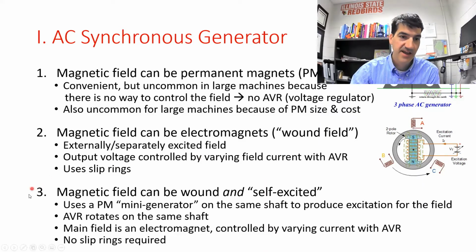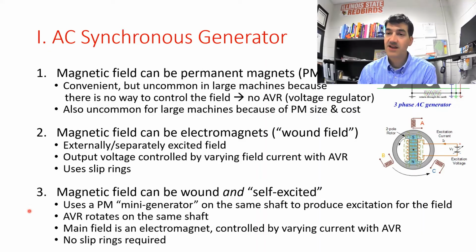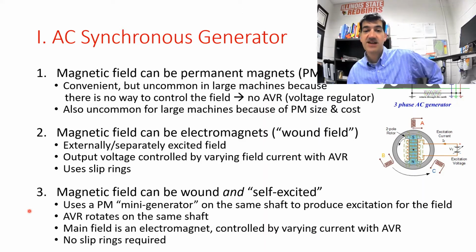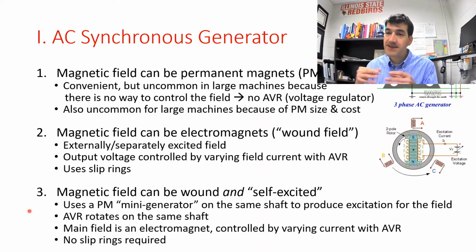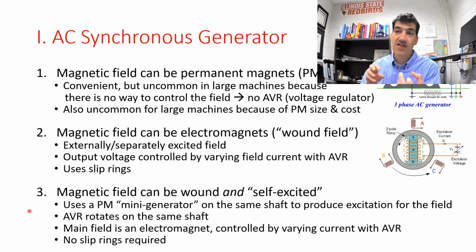All right, and then the last one, number 3, is that it could be an electromagnet for the magnetic field, but it also could be something we call self-excited. So what this means is that we've actually got like a little mini generator that is used to provide the current that goes through the electromagnet on the rotor. So it's all self-contained on the rotor.